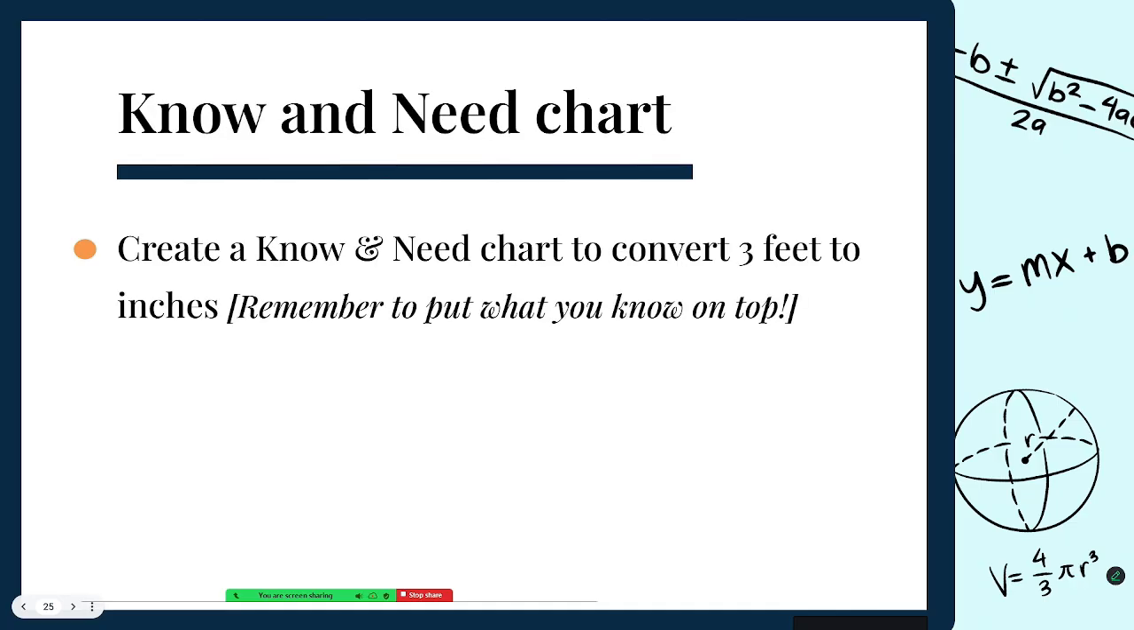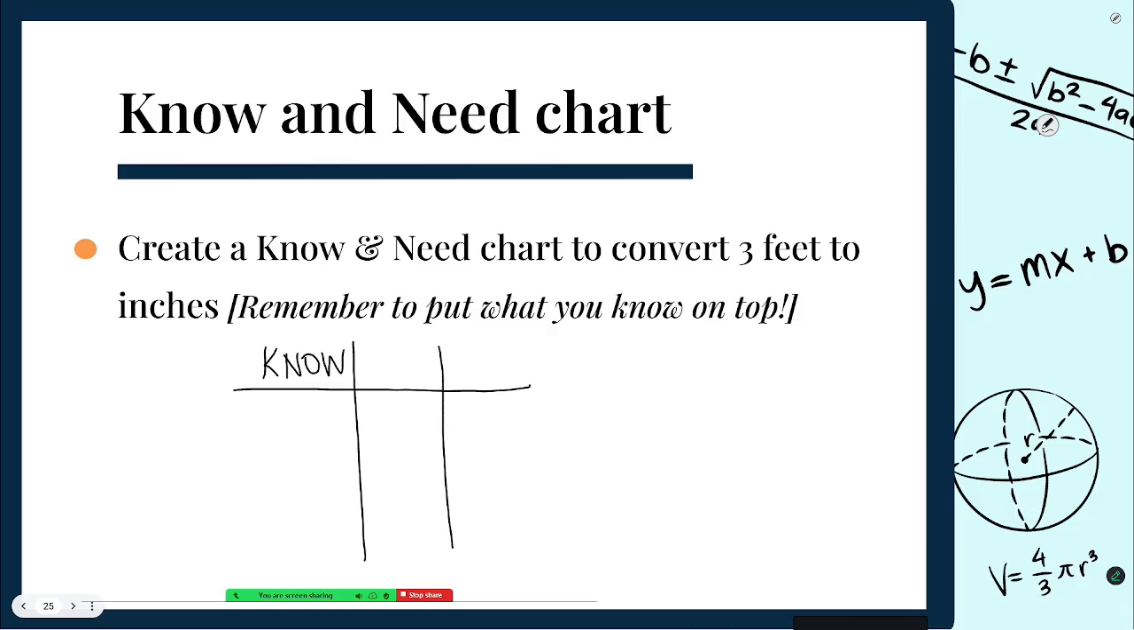Say we need to convert 3 feet into inches. We want to know how many inches are in 3 feet. What you would do is you would create this know and need chart. Looking at the know and need chart on page 21, we're just going to copy that out. It's like making a tic-tac-toe board. We're going to put know, K-N-O-W, because we want to know. Then you make your tic-tac-toe chart. In the far right square, you're going to put need.